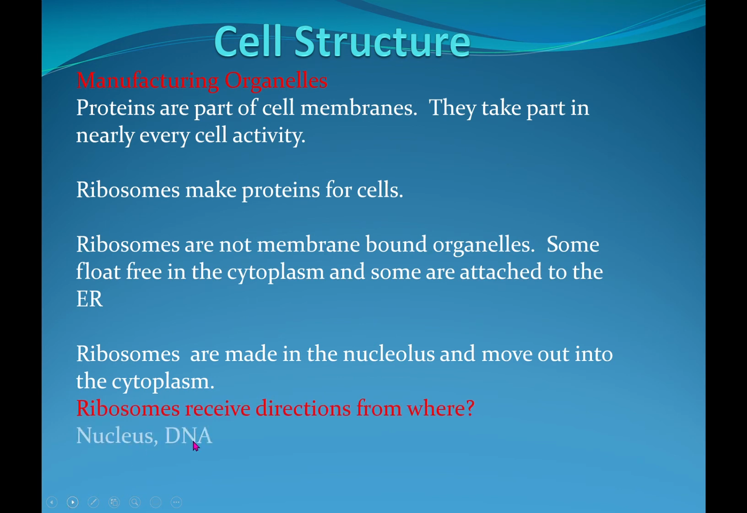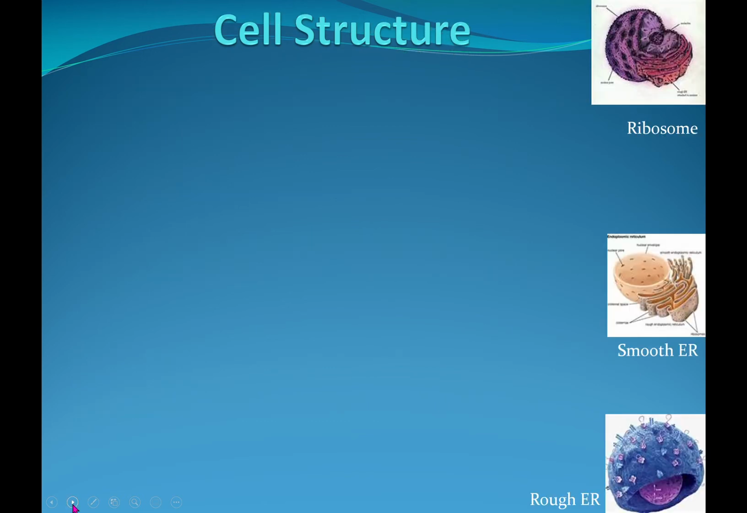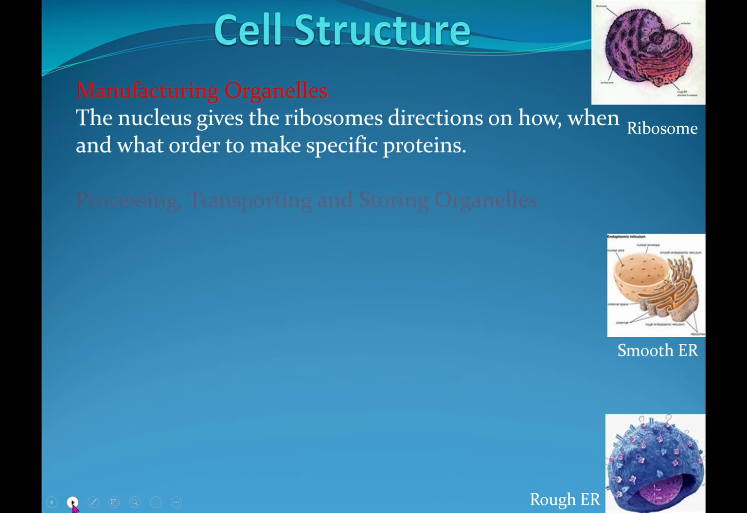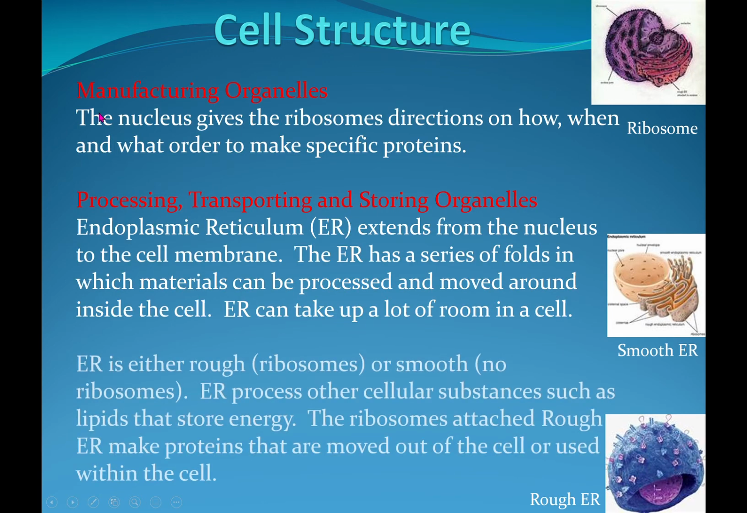They get their directions from the nucleus, the DNA. Ribosomes do. That's where they start, in the nucleus, right? Okay, continuing. The nucleus gives ribosomes directions on how, when, and what order to make specific proteins. They're made in the nucleus, right? In the nucleolus. So that's where they're getting their directions. That's their boss. Hey, what do you want me to do? Where am I going? What am I doing?